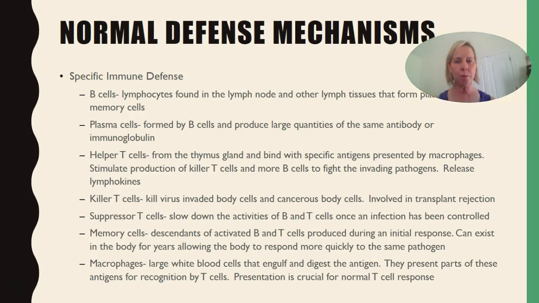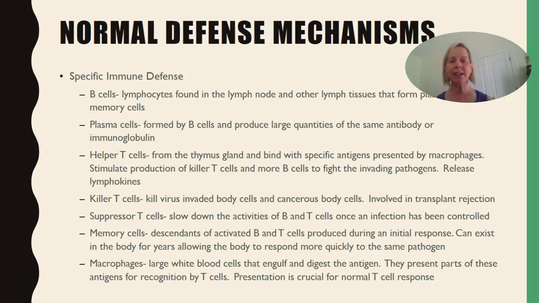Plasma cells are formed from B cells and then produce antibodies. So you want to know plasma cells are the ones that actually make those antibodies or immunoglobulins we just looked at. Helper T cells come from the thymus gland because they're T cells, thymus derived, and they bind with specific antigens that can be presented by big cells called macrophages. And what they do is they're going to stimulate cells to kill your own cells that have been infected.